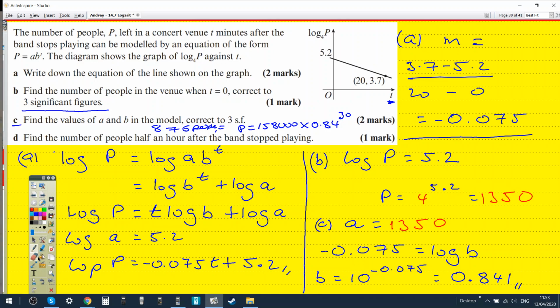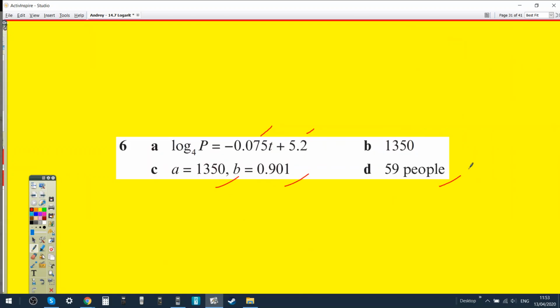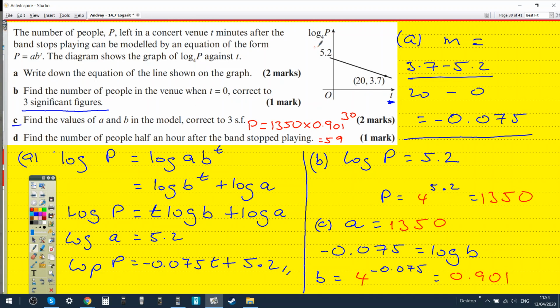And so b would be 4 to the power of that. So just check that one. It says that b is 0.901. And then use those to get p, 30 minutes. So would it be 1,350 times 0.901 to the power of 30? And I got 59.2. So let's say 59 people. And yeah, so it's all correct. Oh, sorry, I just assumed the default base is 10. This one they specified it's 4. I just didn't notice. Great.